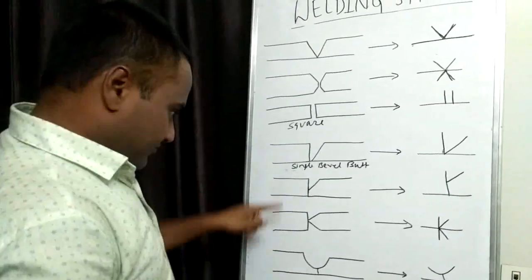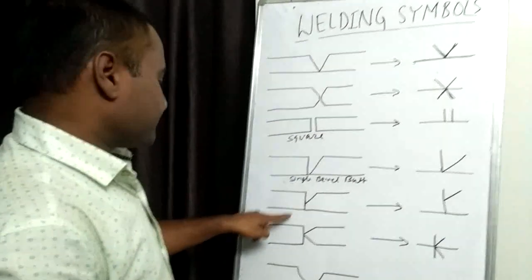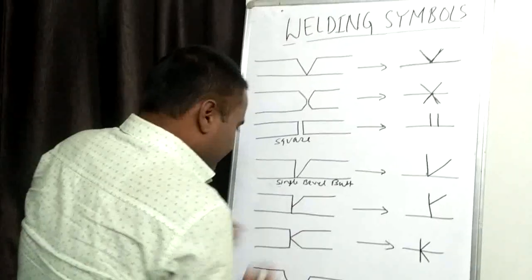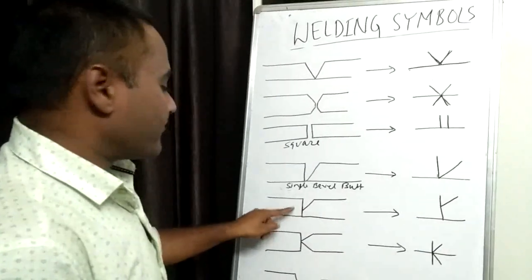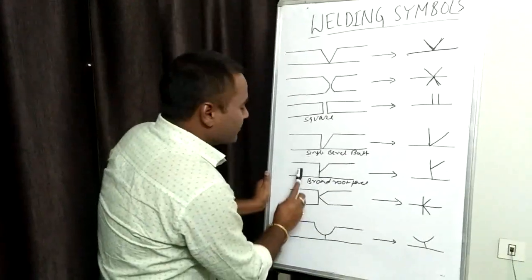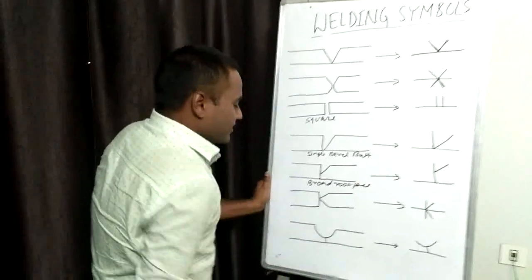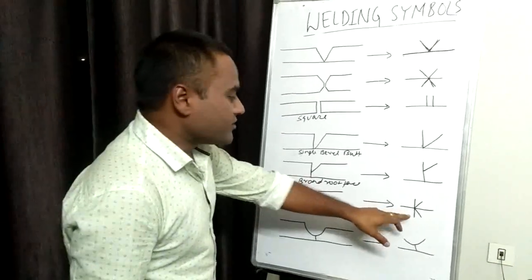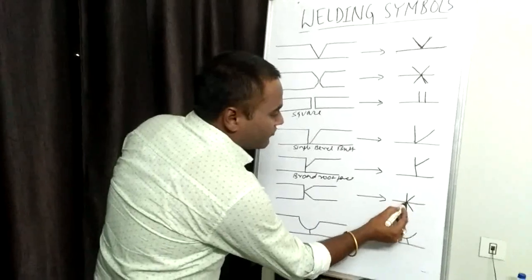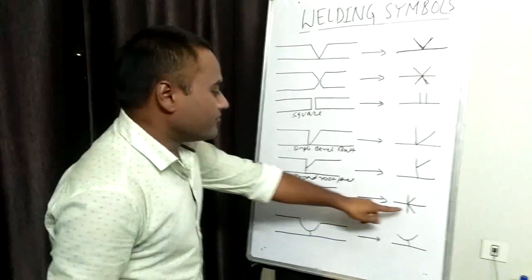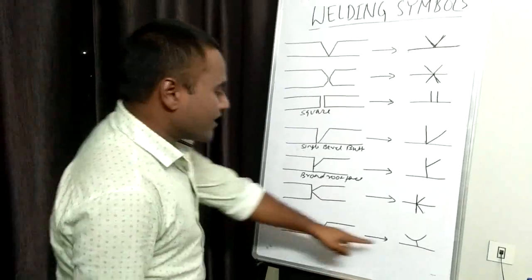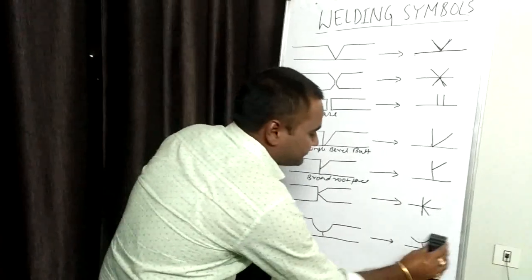Now this is your single bevel with broad root face. For broad root face, this symbol shall be used. Single butt, broad root face. And for double butt, this symbol shall be used. One line straight on both sides and one line at an angle. Double bevel butt.